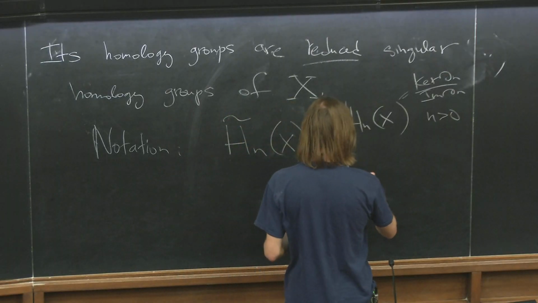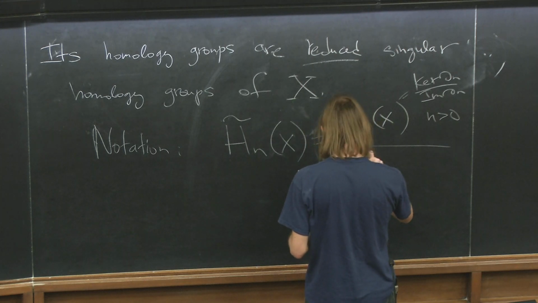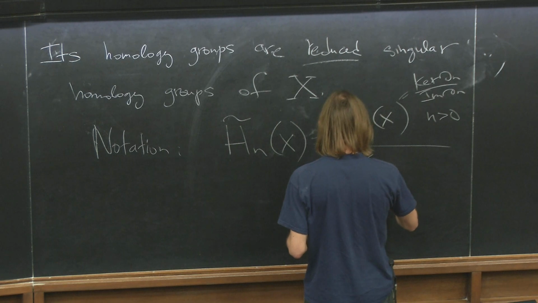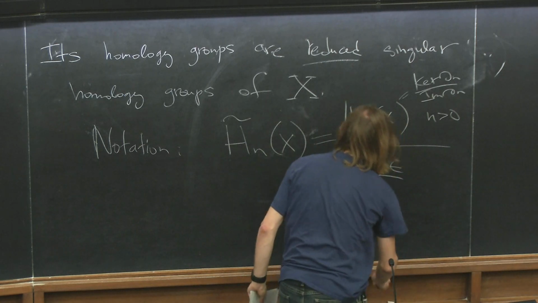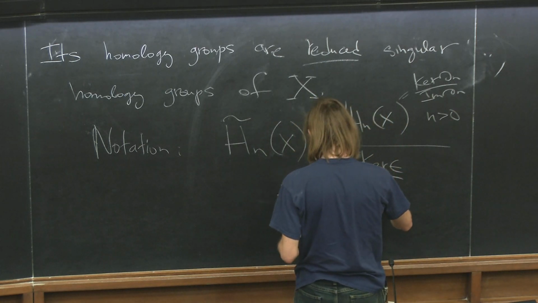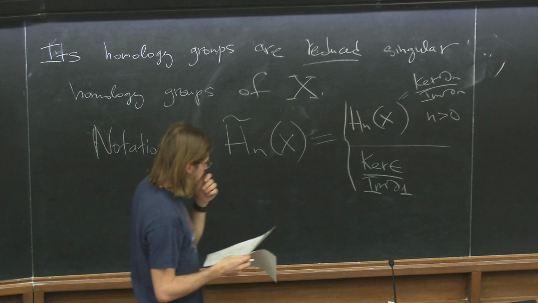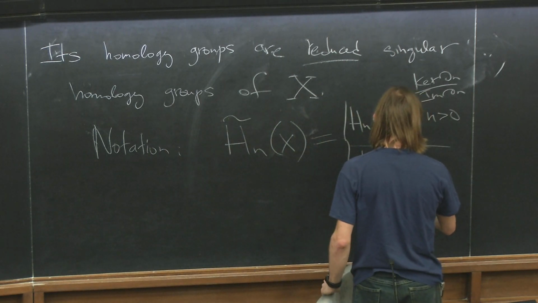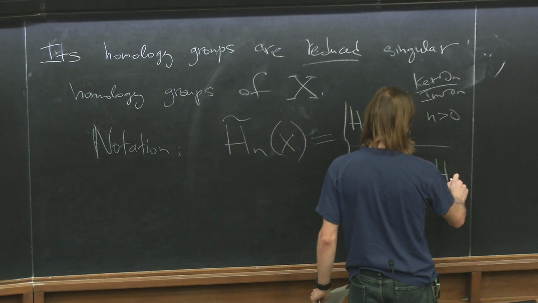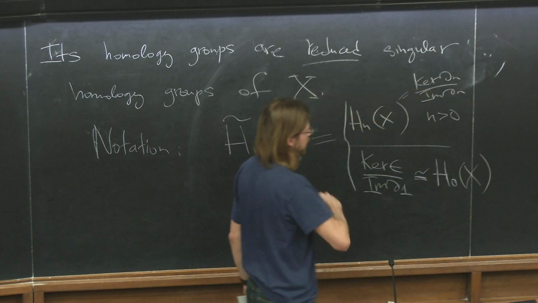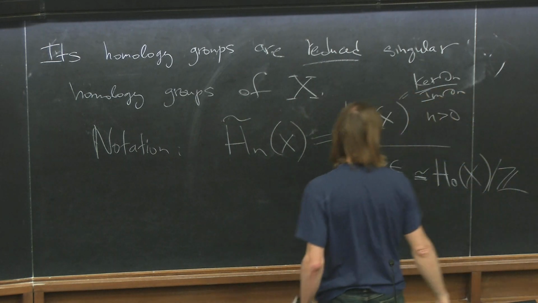And for n equals 0, from the definition, you get a kernel of epsilon. So instead of d_0, you have epsilon, divided by the image of d_1. But it's easy to see that this is always isomorphic, although not canonically, to the unreduced homology group in degree 0 quotient by Z.